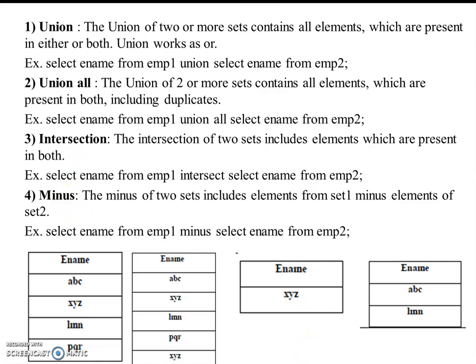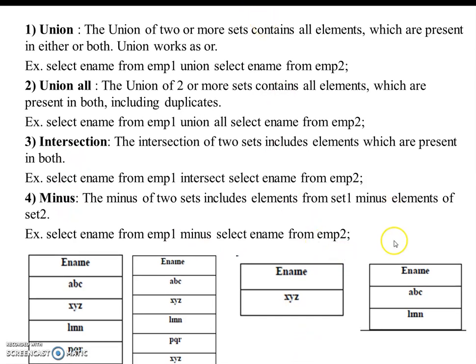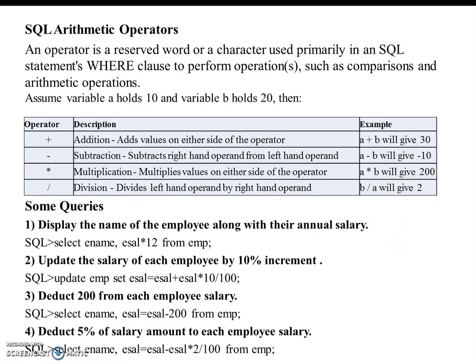Let's go for the next operator. Next is the arithmetic operator. The arithmetic operator is a kind of operator which performs operations in terms of plus, minus, multiplication and division. So if we are executing a query using these plus, minus, multiplication and division operators, then it is called an arithmetic operator.